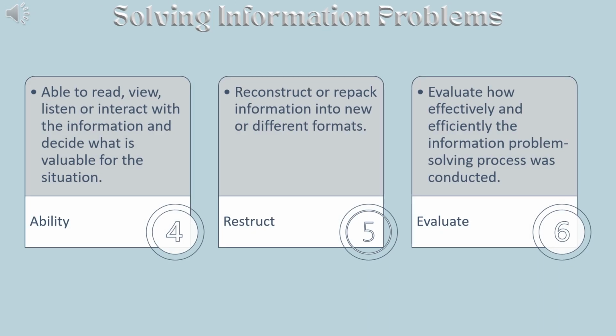The fourth step is ability, being able to read, view, listen, or interact with the information and decide what is valuable for the situation. Fifth is restructure, or repackage information into new or different formats to meet the requirements of the task. Lastly is evaluate, to evaluate how effectively and efficiently the information problem-solving process was conducted.